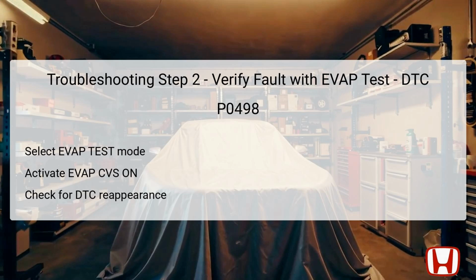During this test, the system monitors for the reappearance of DTC P0498. If the error reappears, the issue is confirmed as persistent and requires further troubleshooting. If the DTC does not recur, the fault may be intermittent, or the problem could be due to loose connections or contact issues, rather than a definitive component failure.